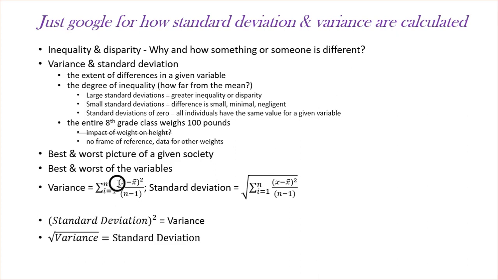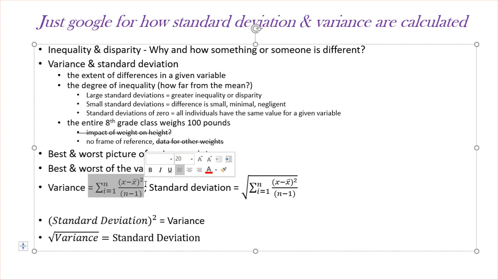And this is how the formula for variance looks. It looks very different from the formula for standard deviation. As you can see, standard deviation is essentially the square root of variance. Or when we square the standard deviation, we get the variance. And I'm going to show you more about that in the subsequent slide.